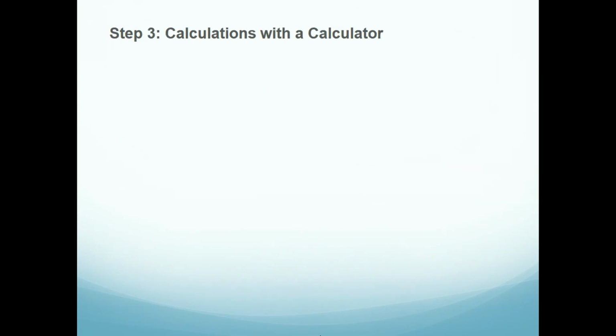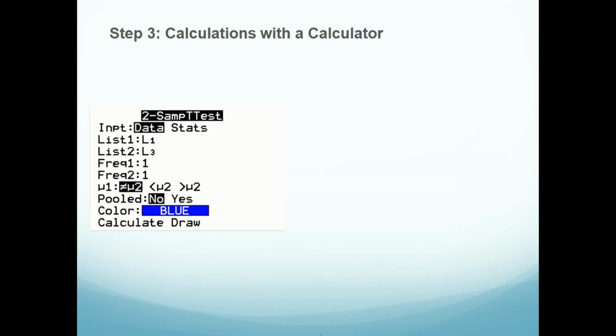Okay, calculations with the calculator. We're first going to find our 2 sample t-test in the calculator using our data. You should have put in the period 1 into list 1. Here I put period 5 into list 3. Your frequency is always going to be 1 for both of these, so don't worry about changing the frequencies. Our alternative hypothesis is a not equals to, so that has been selected. And you will note there's a new option here called pooled. We will always be selecting no for pooled. We will never use pooled data for our tests in this class. Pooled is a concept that is discussed outside of AP statistics.